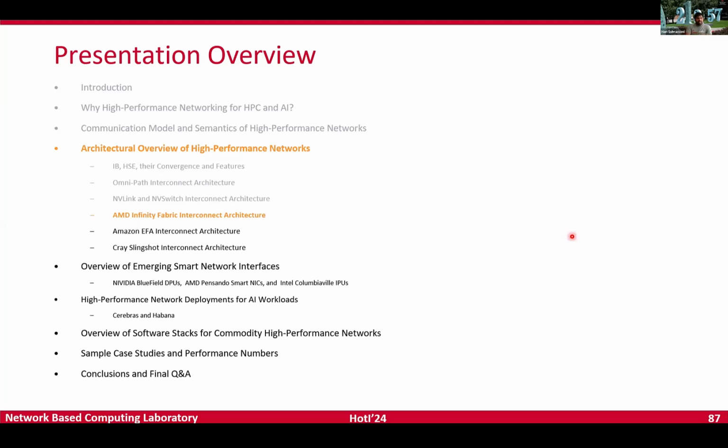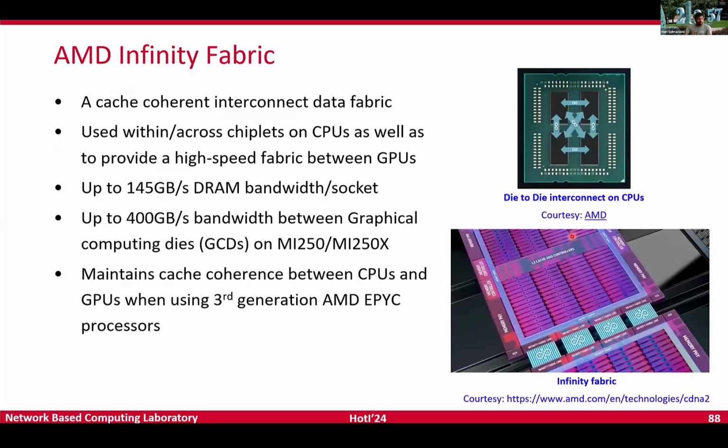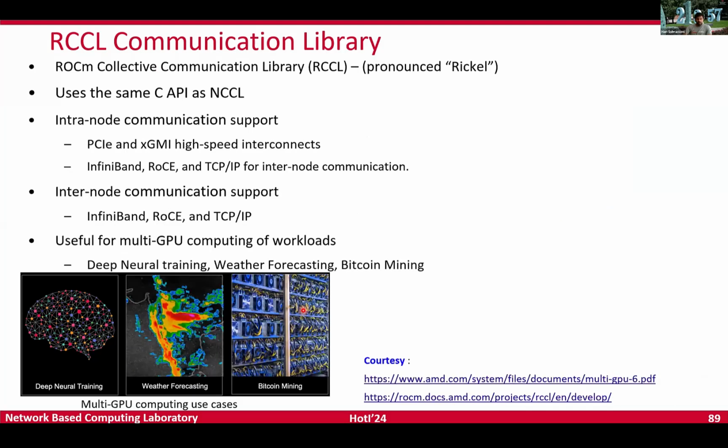So just like NVIDIA came up with NVLink, AMD also came up with their own version of intra-node communication fabric to interconnect their CPUs and GPUs, called the AMD Infinity Fabric. So you have a die-to-die interconnect on the CPUs as well as CPU to GPUs. This gives you significantly high bandwidth to the memory as well as between CPUs and GPUs.